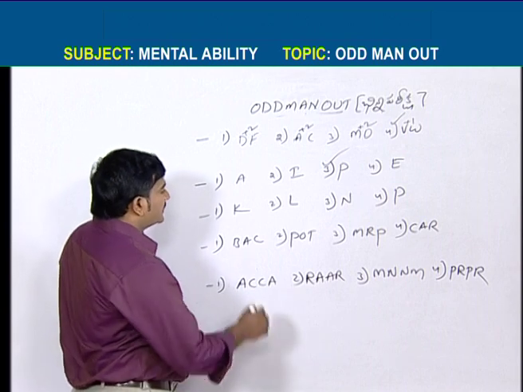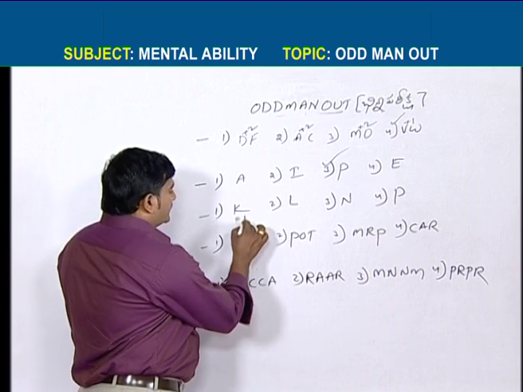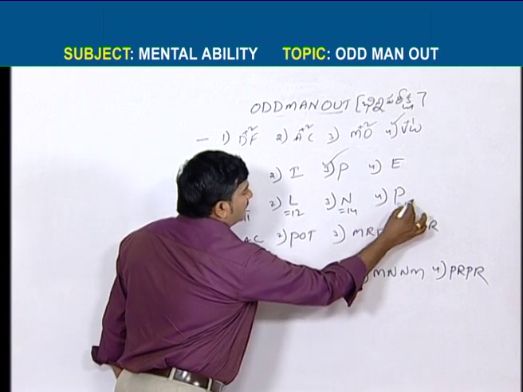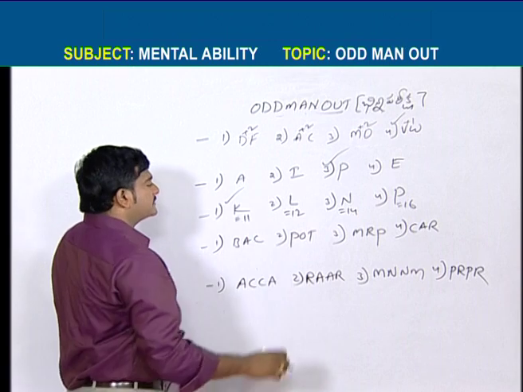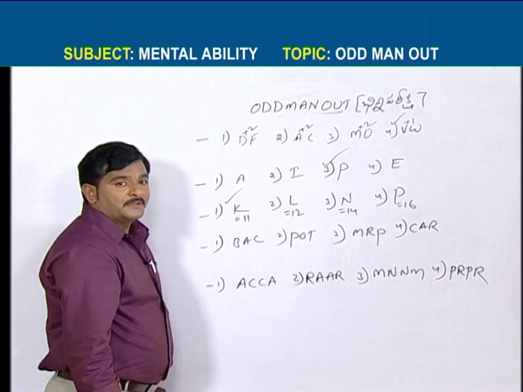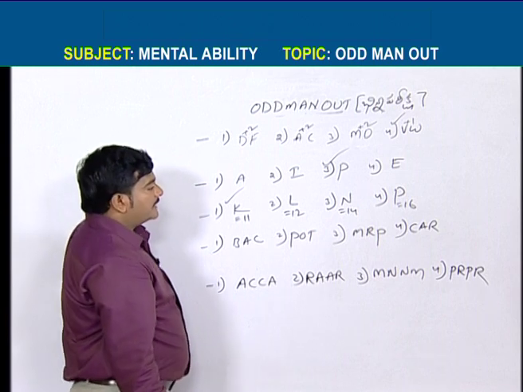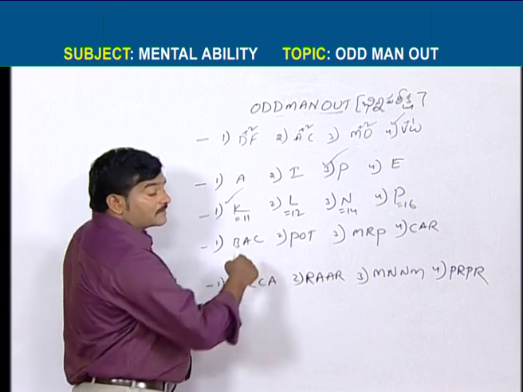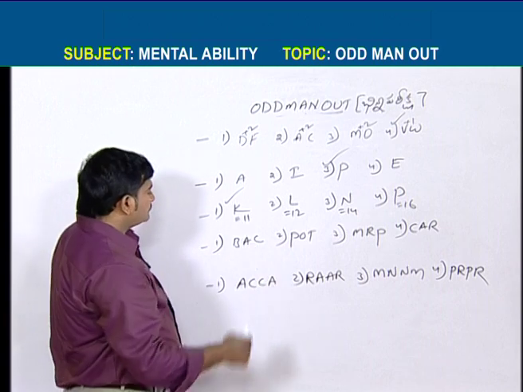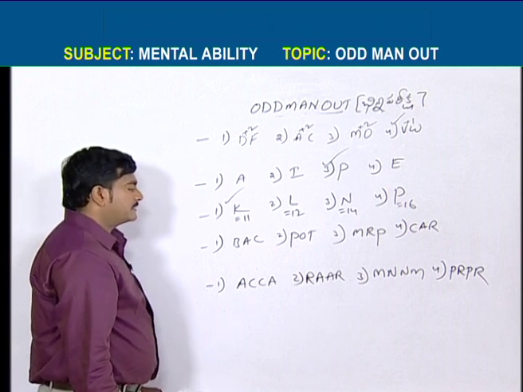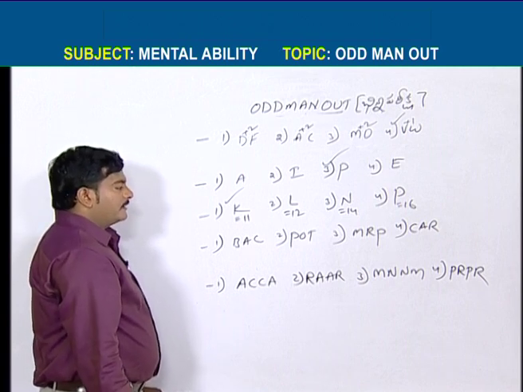Now observe here K. K means just numbering 11. L means 12. N means 14. P means 16. That's why the answer is equal to 11. Why is the answer equal to 11? Because remaining 3 are even numbers, but whereas 11 is odd number. That's why the answer is equal to 11 we can say. Next, BAC, POT.